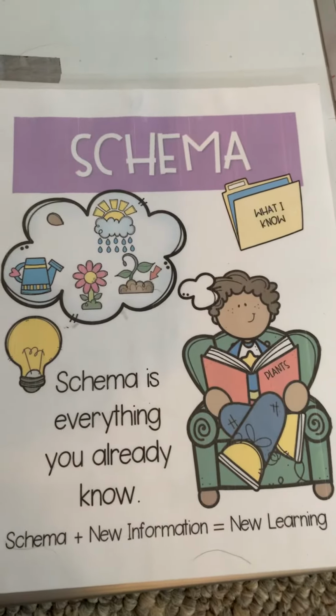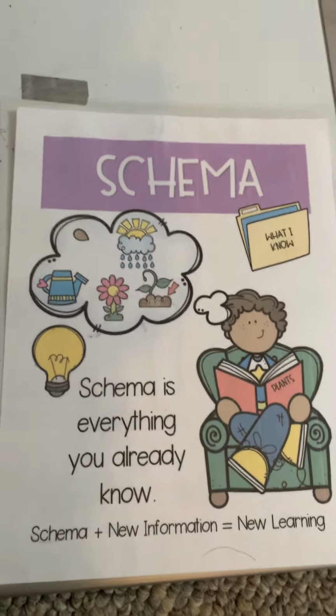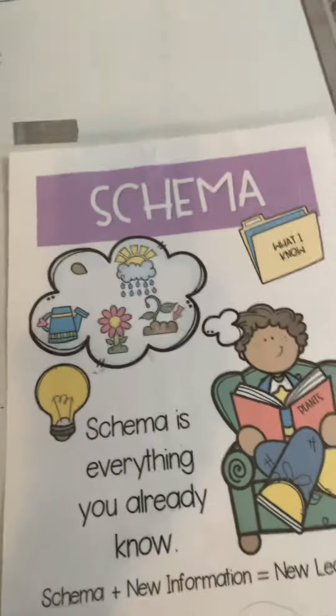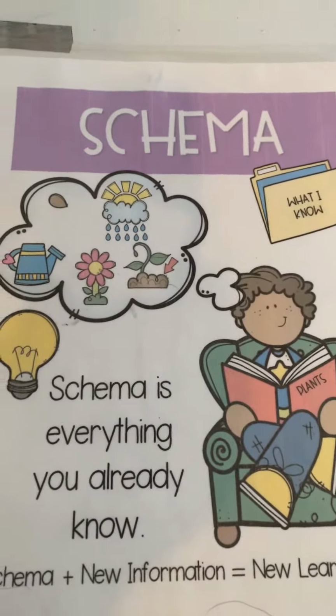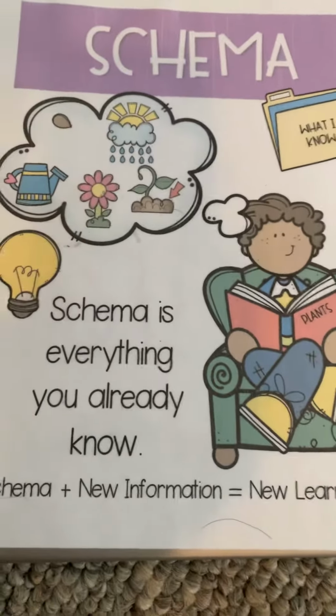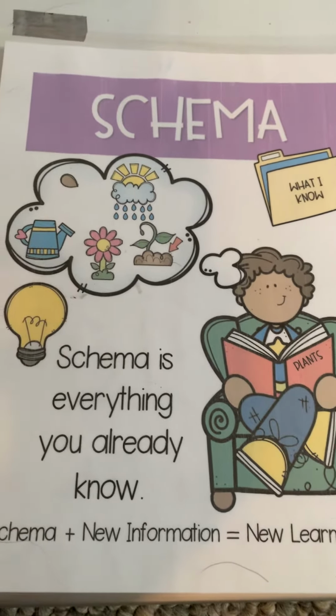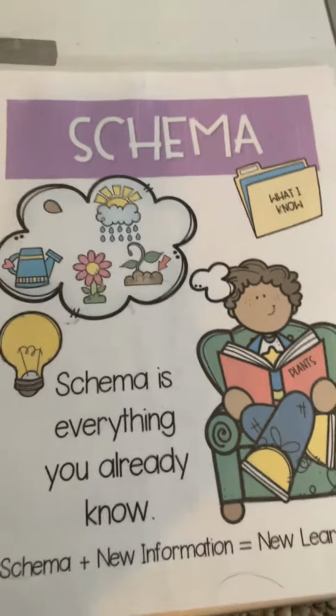Time to practice some schema with April Foolishness. I kind of clued at the end of reading April Foolishness that we would be talking about schema and making a chart that goes with our writing. So remember, schema is everything you already know. It's already in your brain, and then you're going to add new information that you might have learned from a book, and that equals new learning. So let's pull some of that schema out for writing.